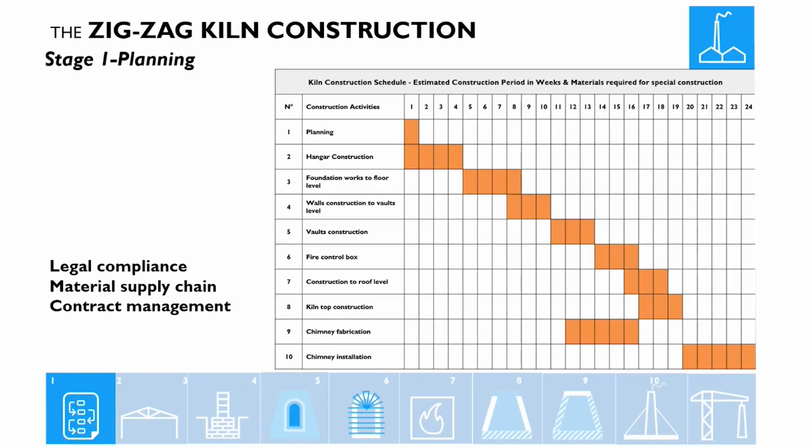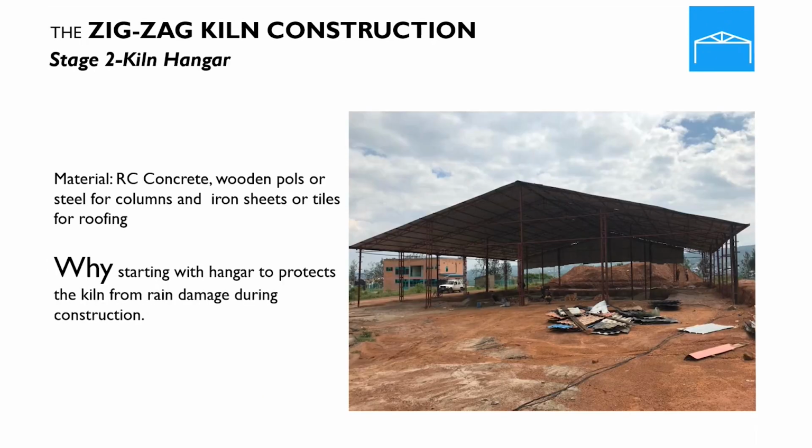Stage 1, planning. Zigzag kiln construction starts with planning, including country-specific construction legal compliance, material supply chain, and the plant commissioning, which require different team composition. The commonly used tool for planning is the Gantt chart, but you may find different other tools. Importantly, the construction period is up to 6 months.